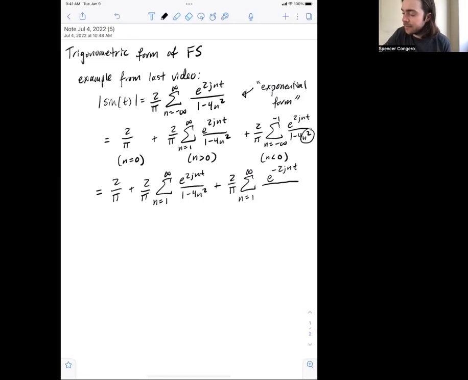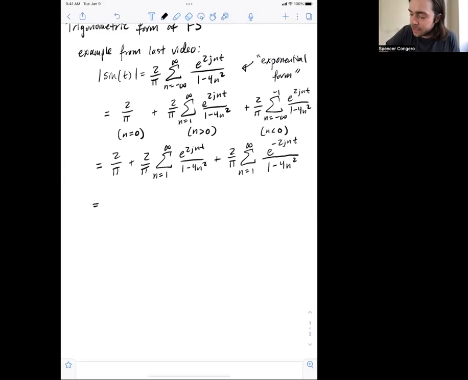Down here, when I have n squared, nothing really changes because n squared and negative n squared both give you the same thing. Okay, so that's just a change of variables. I'm sure you've seen it before. And what it allows me to do now is to combine those two sums into one sum. Okay, so they both have denominator 1 minus 4n squared. In the numerator, I have e to the 2j nt plus e to the negative 2j nt.